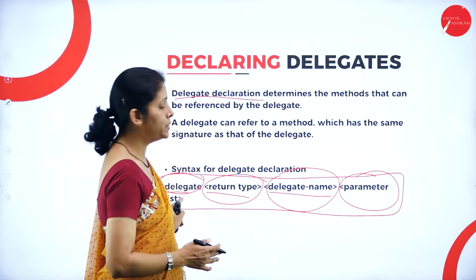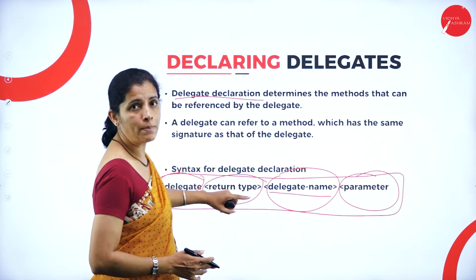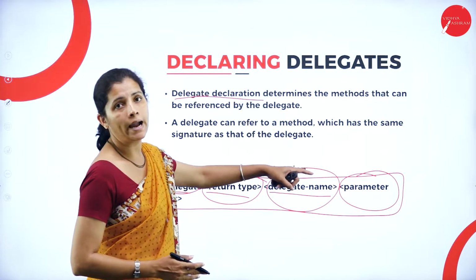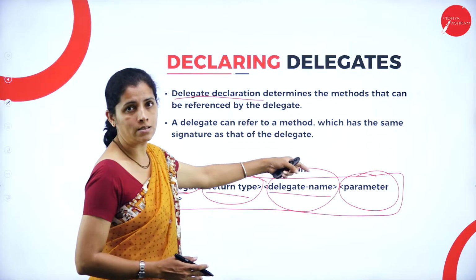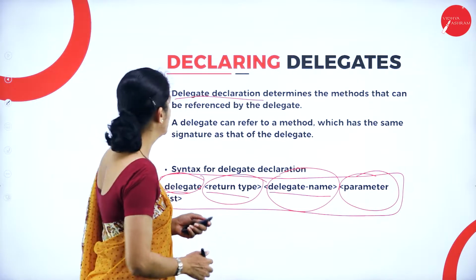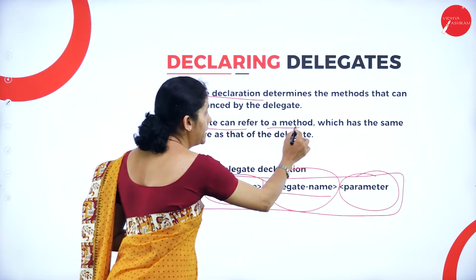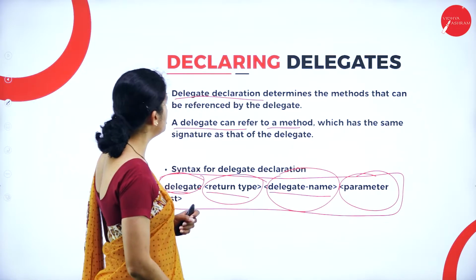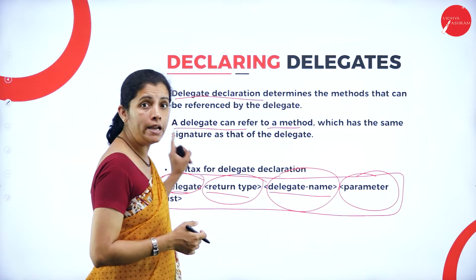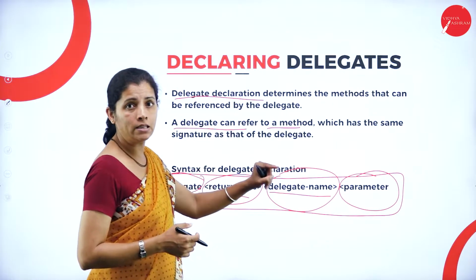First, I want to start with the keyword delegate and specify the return type. Along with that, I want to specify the delegate name and the argument list. Here the argument list is nothing but the parameters. So the delegate name can refer to a method which has the same signature as the delegate. What is the need of delegate? It's mainly used to refer to a method.